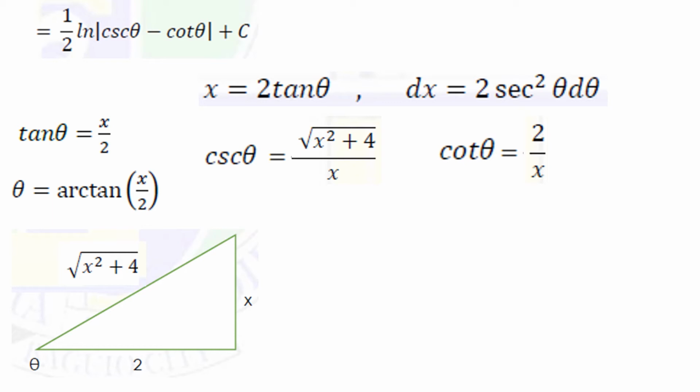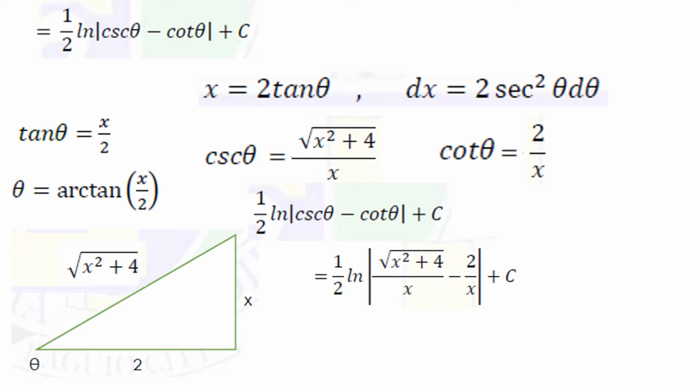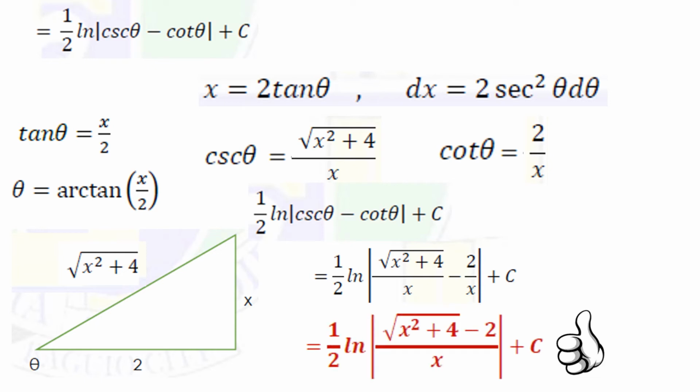Now, we are ready to substitute the values of cosecant theta and cotangent theta into our temporary answer in terms of the angle theta. Substituting the values, we get 1/2 ln of the quantity square root of x squared plus 4 over x minus 2 over x, plus c. Simplifying, we take 1/2 times the ln of the quantity square root of x squared plus 4 minus 2 over x, plus c.